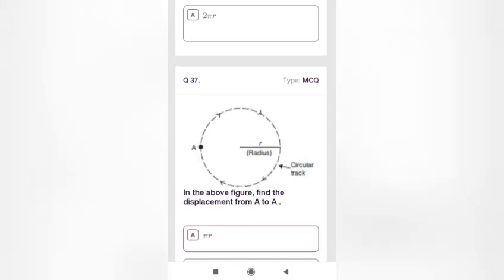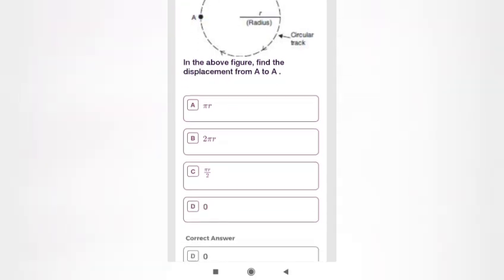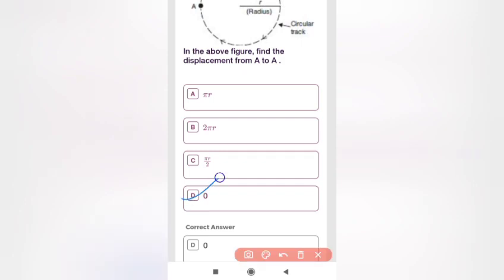And for the same problem, they are asking you to find out the displacement. Displacement means the shortest path from A to A. It's going to be 0. Option D is the correct answer.